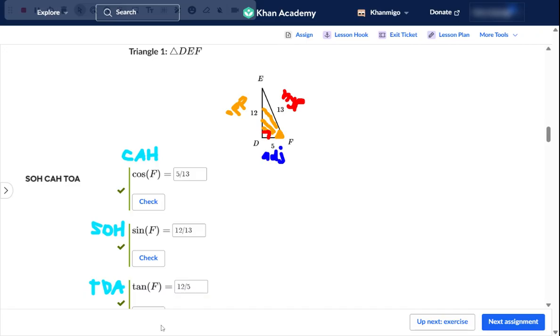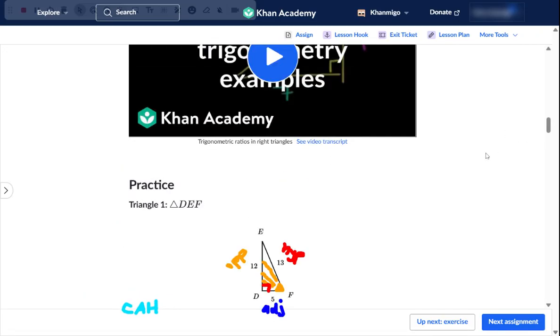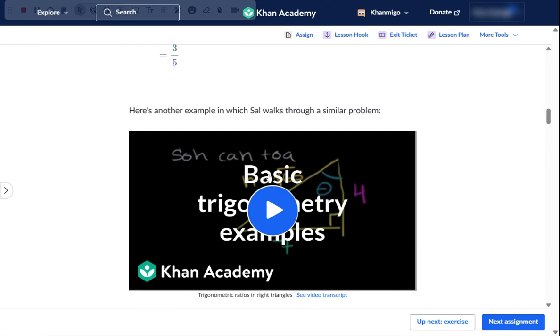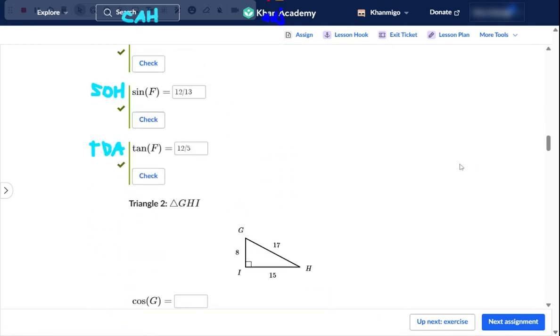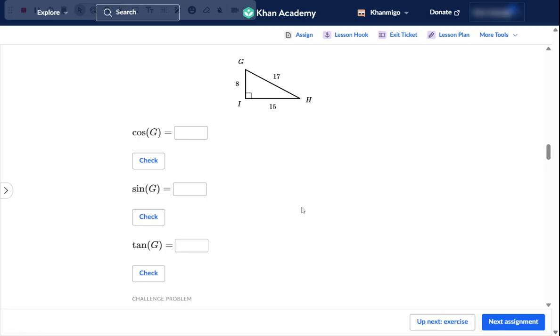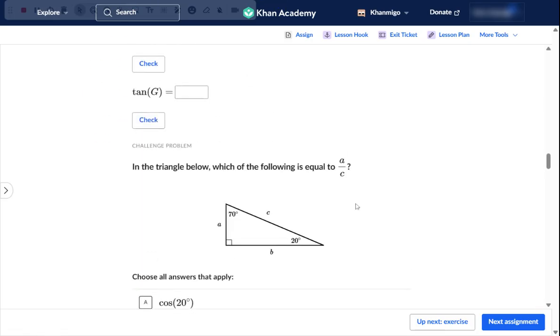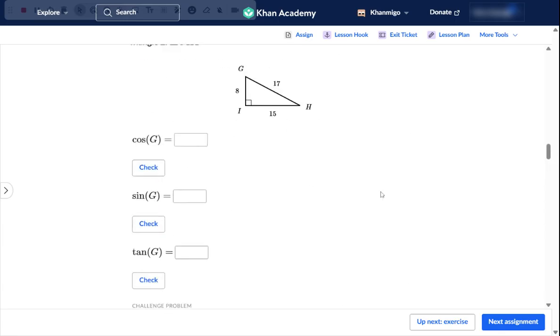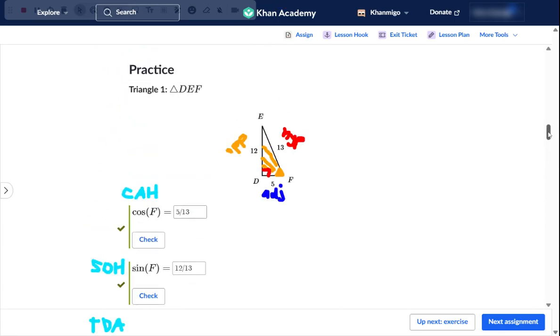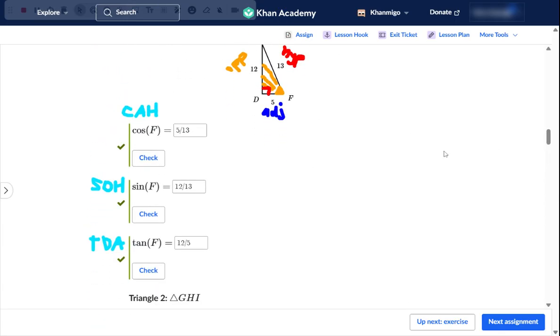So reference this video for some help. I encourage you to watch the video in the article if you need extra help, but go ahead and try these on your own. There is triangle number 2 and a multiple choice for you to practice for this topic's homework. Any other questions, please let me know. All right, bye guys.